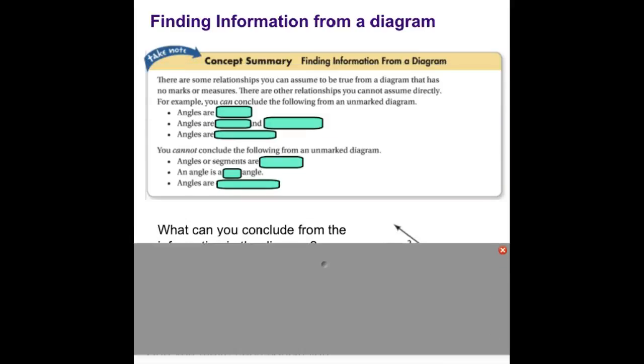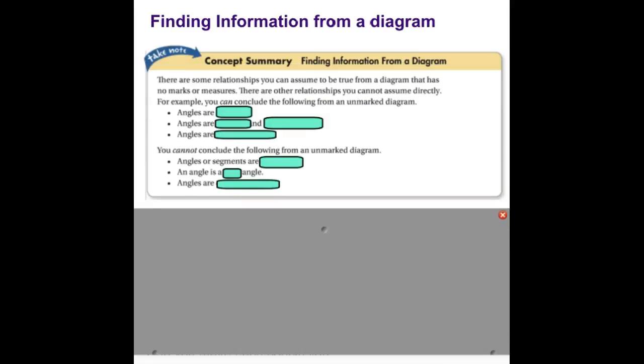So one thing you need to be able to know is what type of information you can find from a diagram. So we're going to talk about that. There are some relationships we can assume to be true and there's some that we can't. So things that we can assume is that angles are adjacent. We can assume that angles are adjacent and supplementary, and we can assume that angles are vertical angles. So all those three things you can assume to be true from an unmarked diagram.